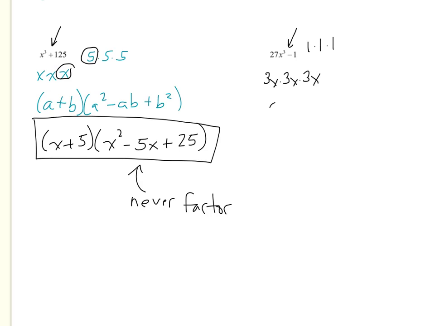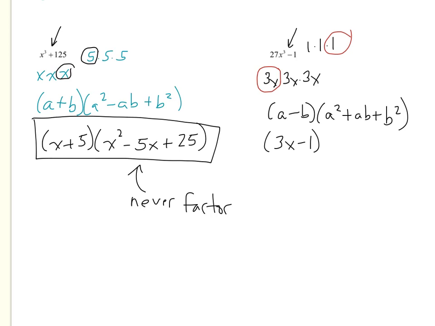So the difference of cubes says it factors as a minus b, a squared plus ab plus b squared. In this case, our a is a 3x and our b is a 1. So we can just follow the pattern. So this will be 3x minus 1. So I'm taking a squared, so I'm taking 3x squared. So 3x times 3x is 9x squared.